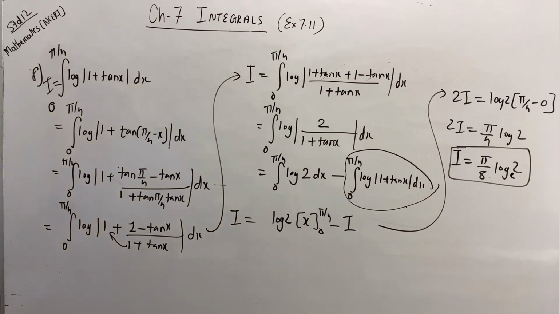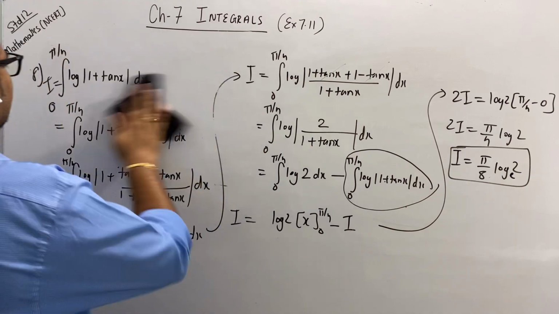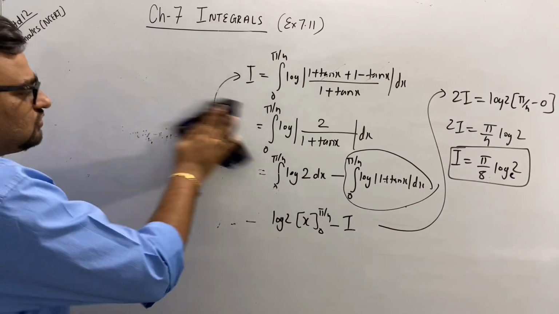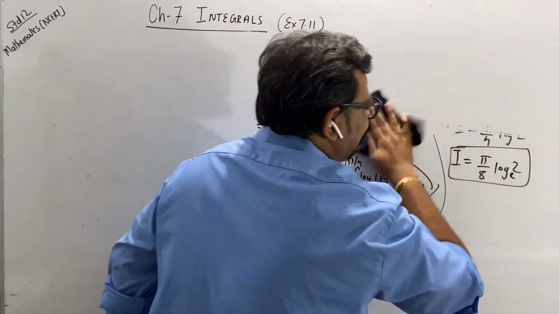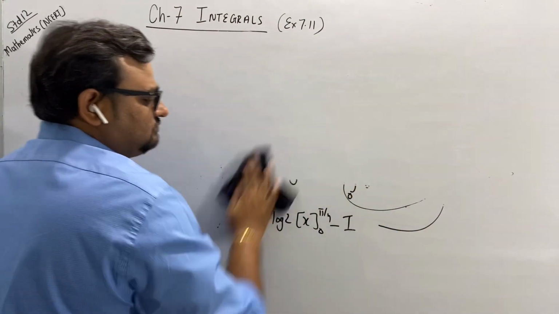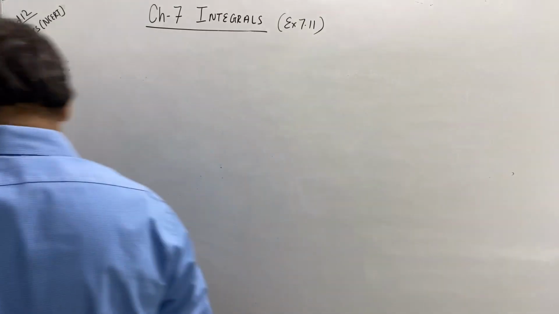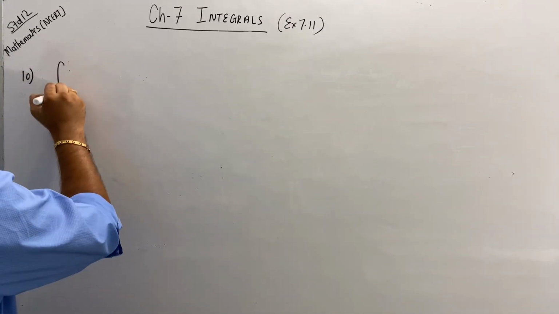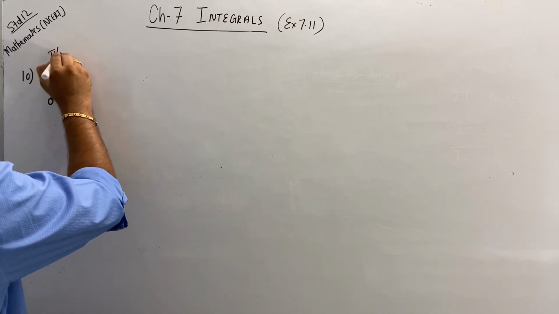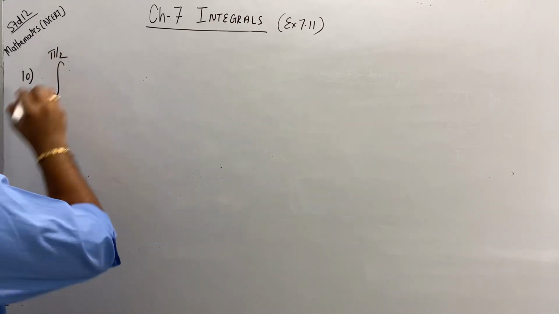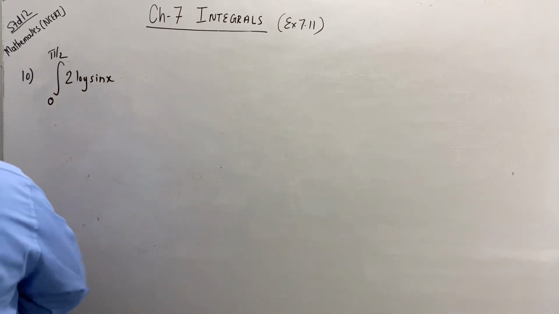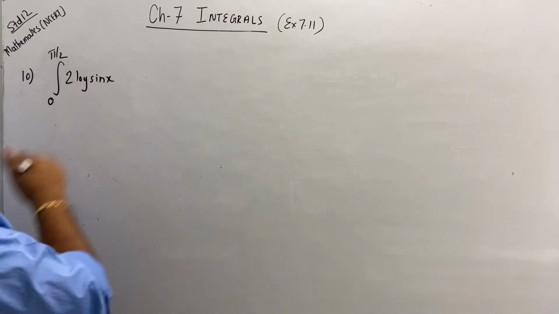Okay, let's move to the next one. Question number 9, I had already given you for yourself. So question number 10. Question number 10 is the integral from 0 to pi by 2 of log sin x minus log sin 2x.